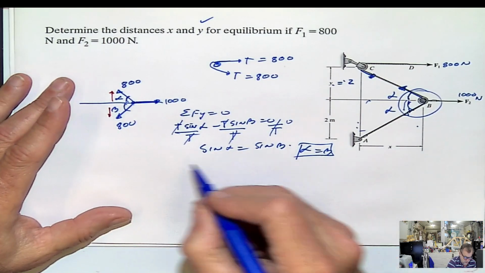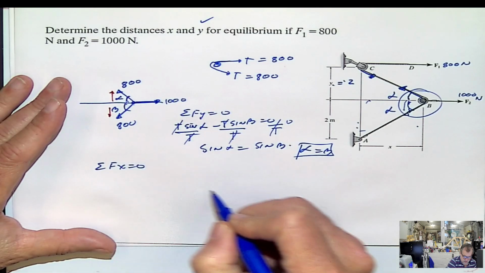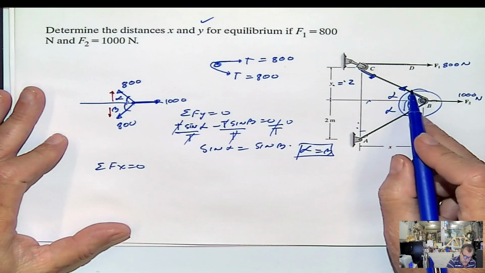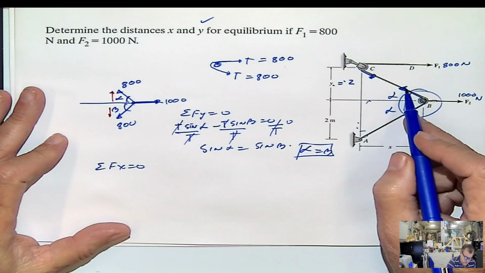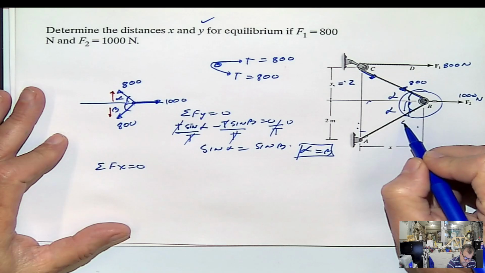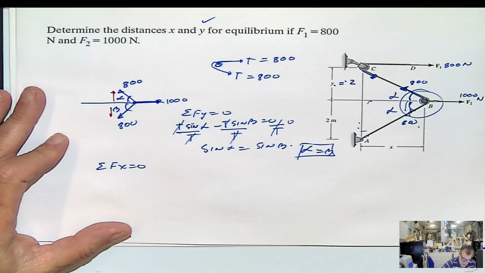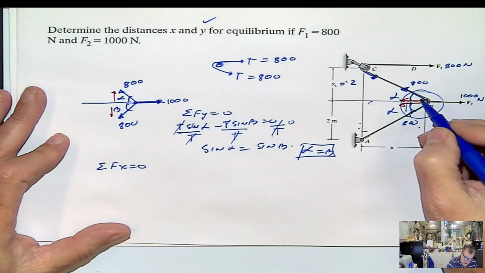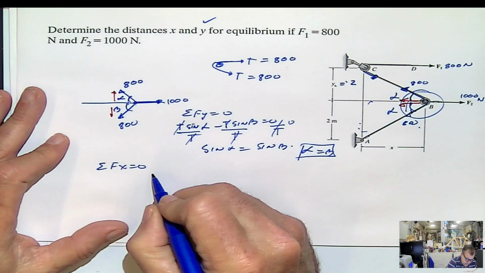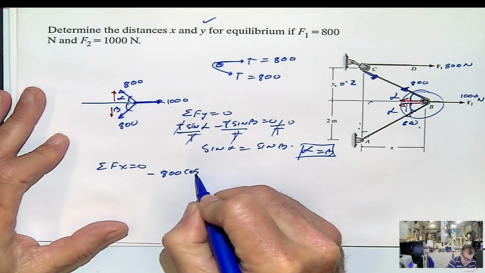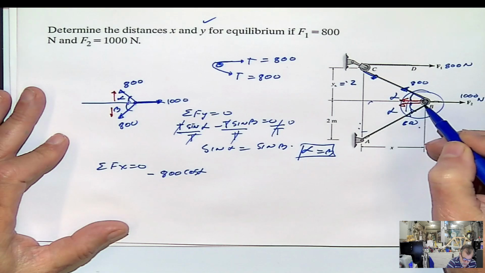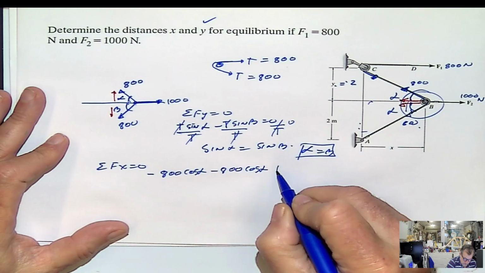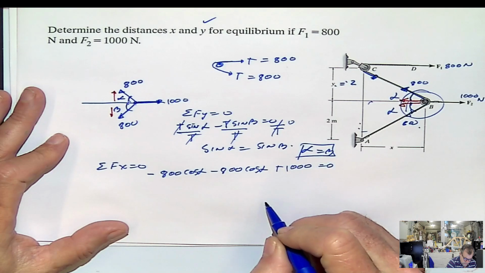How do we find x? By doing summation of forces in x equals 0. So if we do summation of forces in x equals 0, what do we get? We get that T, let's call this T, which is 800. The horizontal component of this is going in this direction. So that will be T, which is 800 cosine alpha, negative. And this other component will be 800 also cosine alpha, plus 1000 equals 0.